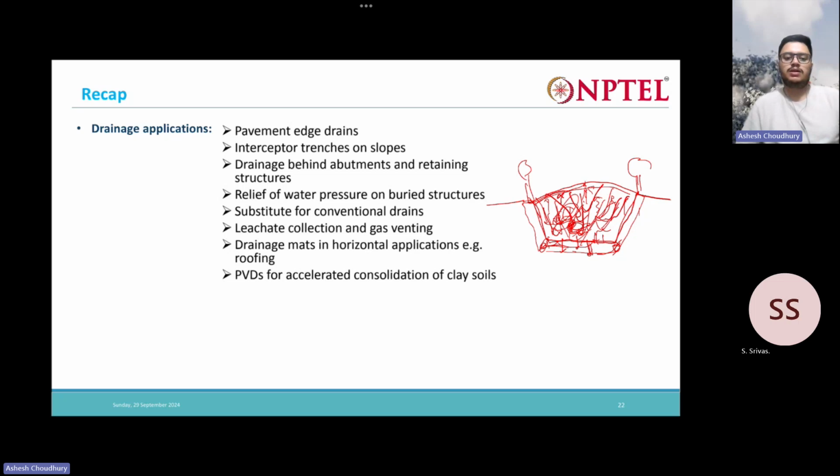Okay, these are self-explanatory. PVDs for accelerated consolidation. You already know, in the previous class we discussed PVDs in detail, right? How PVDs help in accelerating the consolidation process by reducing the drainage path and allowing more drainage. Okay, so that we already discussed.